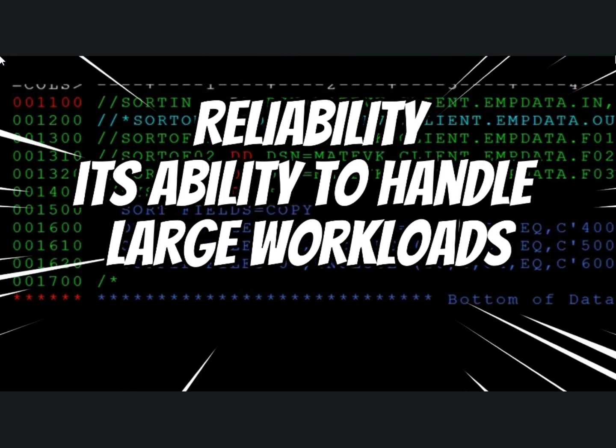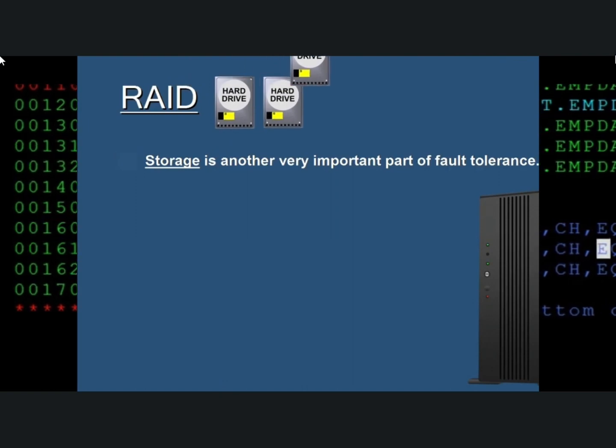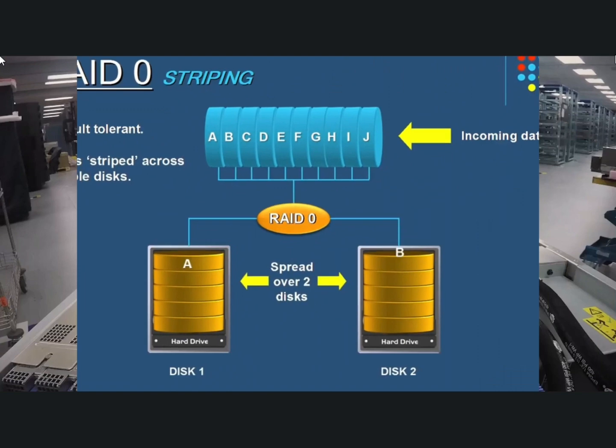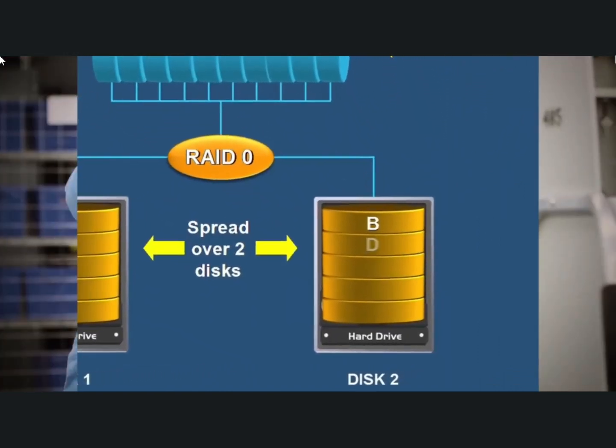One of the most significant features of a mainframe is its reliability and its ability to handle large workloads. Mainframe computers can use hardware redundancy so that multiple copies of the same data are stored on separate disks. If anything goes wrong with one disk, another copy is immediately used, ensuring continuous operation.